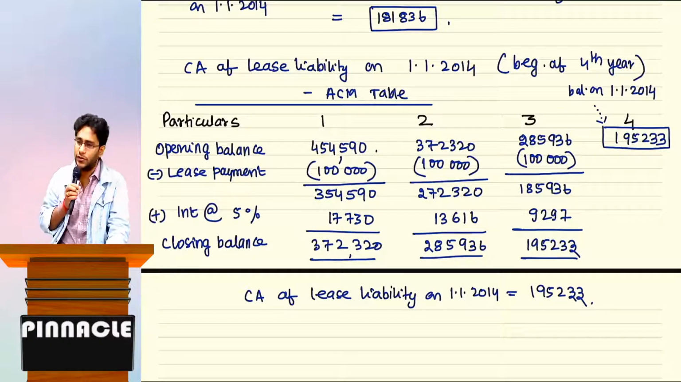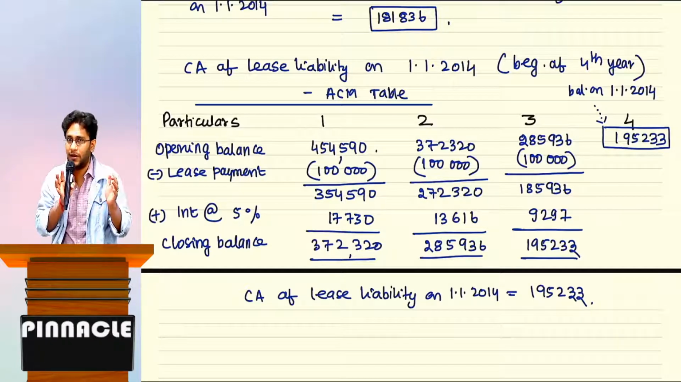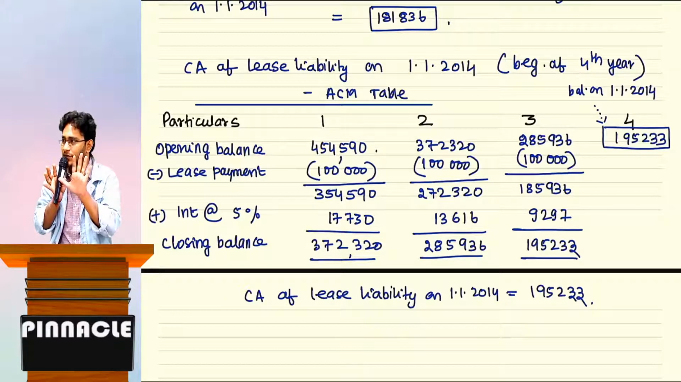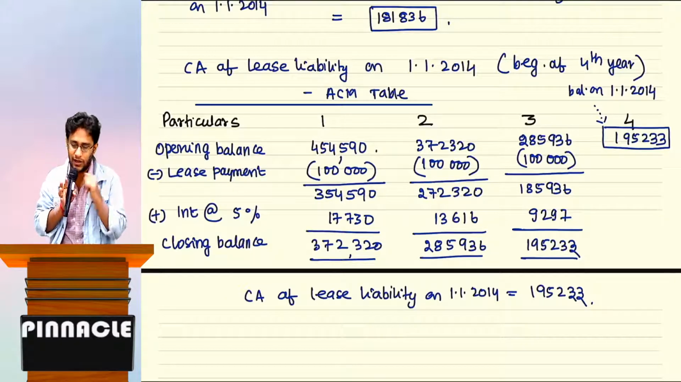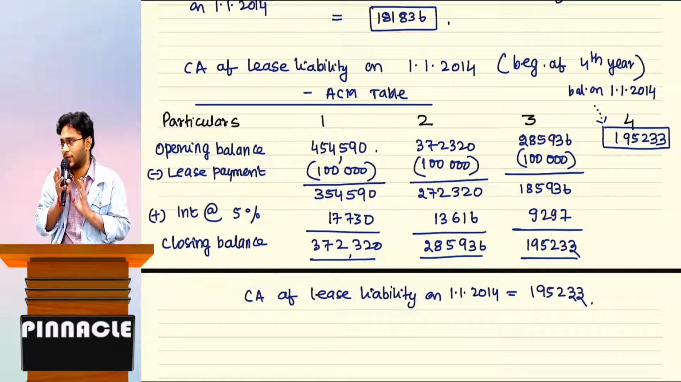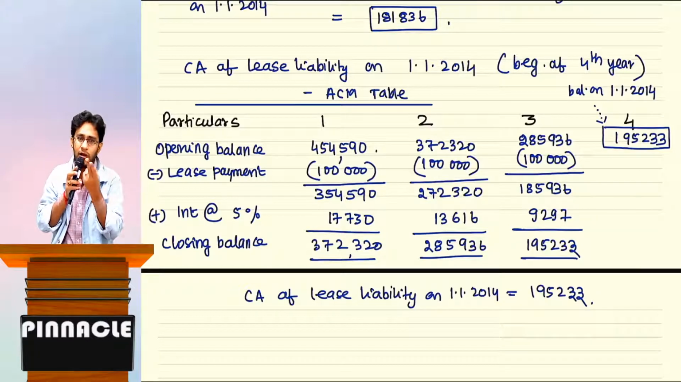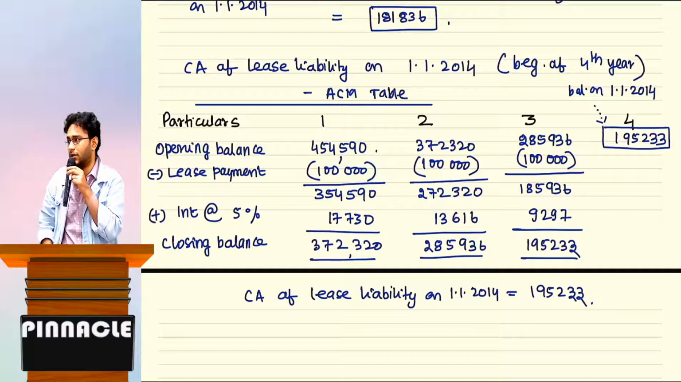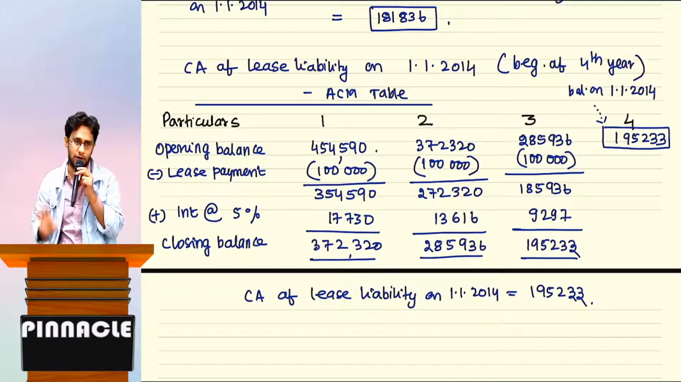Correct. What are the future cash flows? According to the original plan, total how many years? 5 years. Now already how many cash flows are over? 3 cash flows are over. Remaining how many cash flows are there? 2 cash flows. If you discount the 2 cash flows also, you will get 195,233. Whatever is easy you can do, sir.